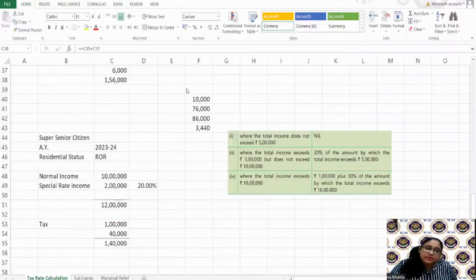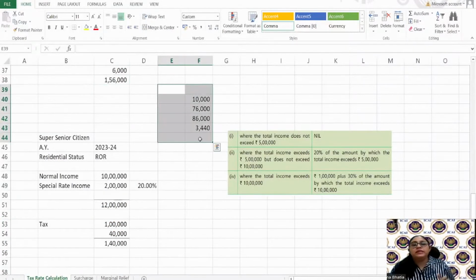So same concept, 80 years dekhna hai. If they are turning 80 years in the financial year or at any time in the previous year, they would be considered as super senior citizen for the entire year. Or if they're turning 80 years on the 1st April of the immediately next financial year, they would be considered as super senior citizen for the preceding financial year itself, because they would be assumed to have turned 80 years just on the preceding date.